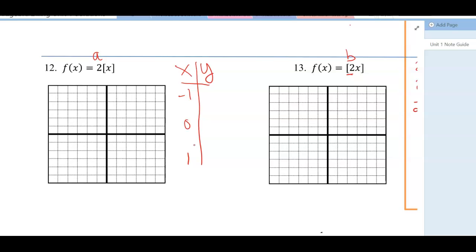So if you plug -1 in here, -1 stays as -1 times 2. So we get -2. 0 stays as 0, 2 times 0 is 0, and 1 stays as 1, and 2 times 1 is 2. So I have a point at (-1, -2), a point at (0, 0), and a point at (1, 2).